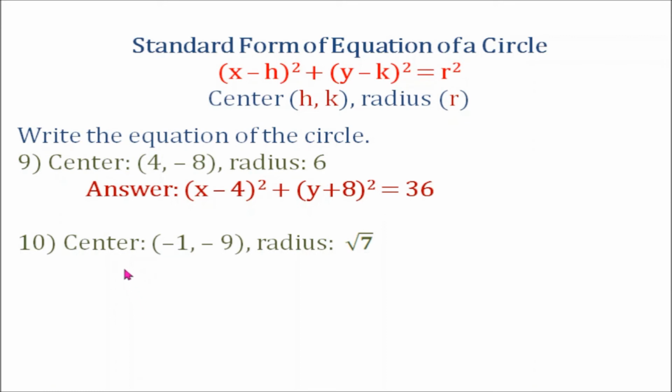Number 10. The center has coordinates -1 and -9, and our radius is square root of 7. So it can simply be written as the quantity x plus 1 squared plus the quantity y plus 9 squared equals 7. So here, notice again that this is -1, so it's x plus 1. This is -9, so this is y plus 9. And this is square root of 7. When we square the square root of 7, it is just 7.